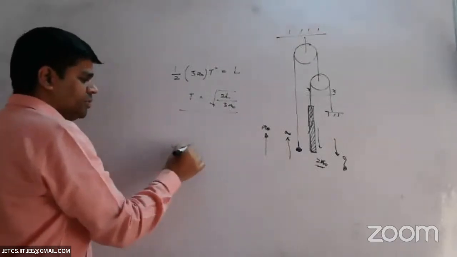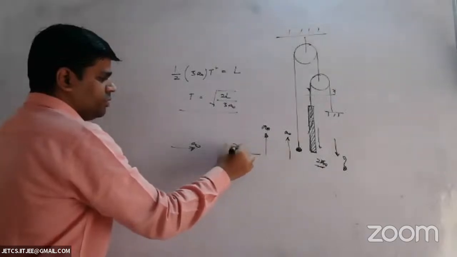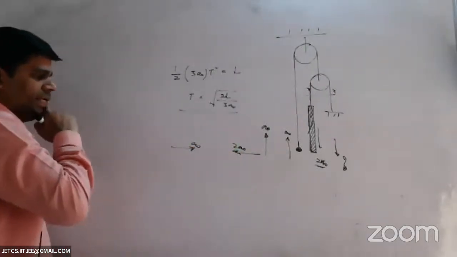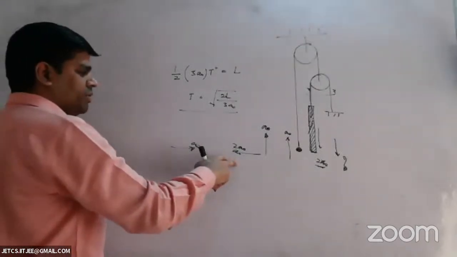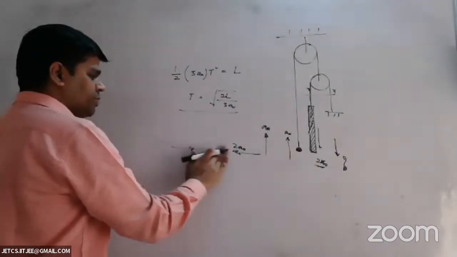Why is it 3a naught? Because this is going upward with a naught, and this is coming downward with 2a naught. So the relative acceleration of 1 with respect to 2 is a naught i cap minus minus 2a naught i cap, a naught minus of minus 2a naught. So that becomes a naught plus 2a naught, 3a naught.